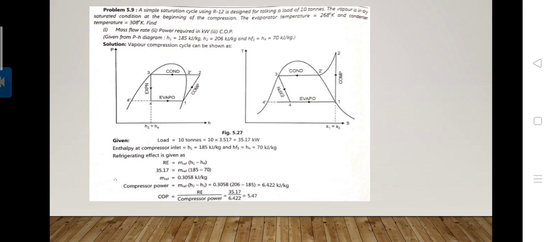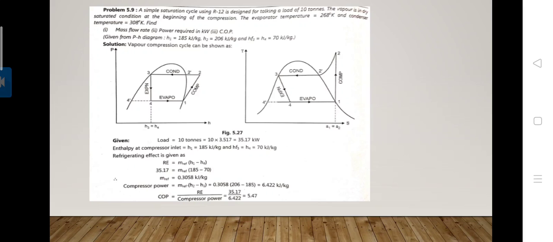So again, in this problem we have to calculate the mass flow rate, power required and coefficient of performance. For that purpose, first we calculate the load given, that is 10 tons. Capacity is given as 10 tons. So we convert this into kilowatt by multiplying tons by 3.517, that is refrigeration effect. 1 ton of refrigeration effect is equal to 3.517.